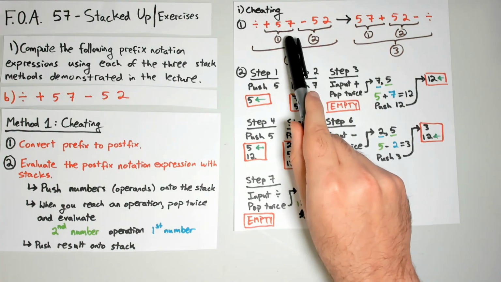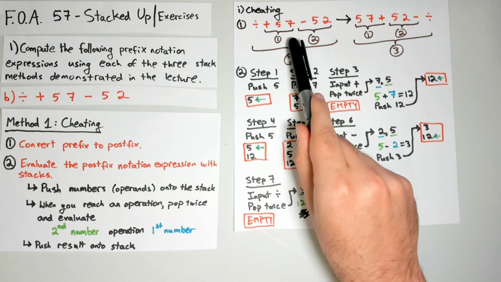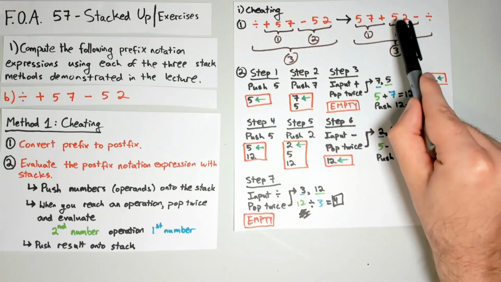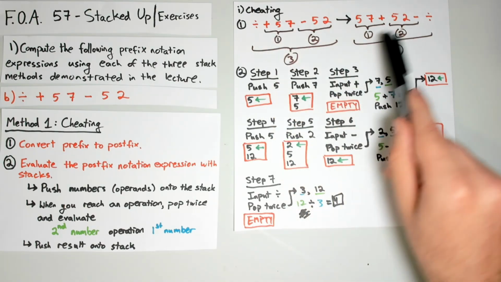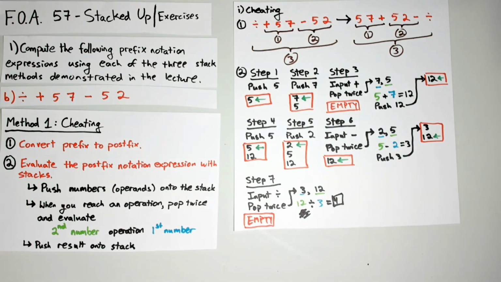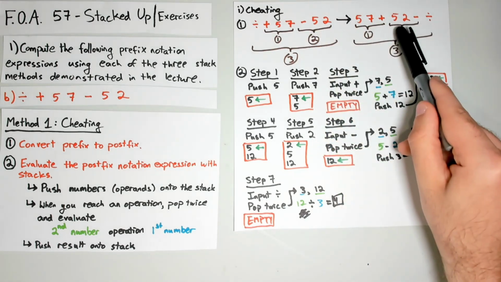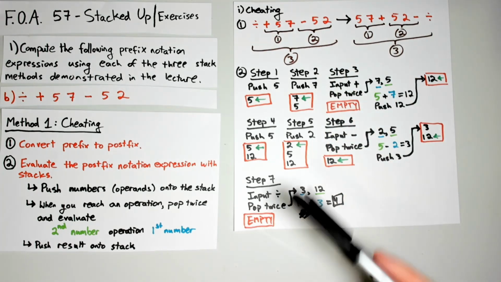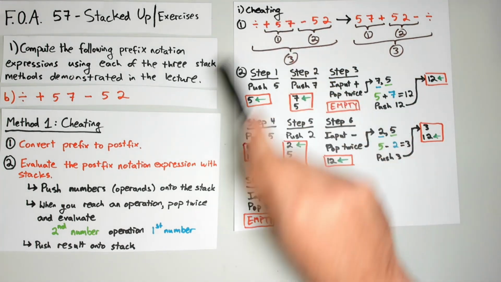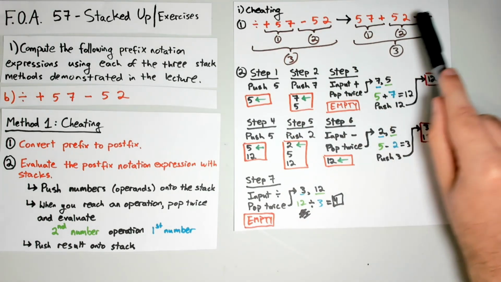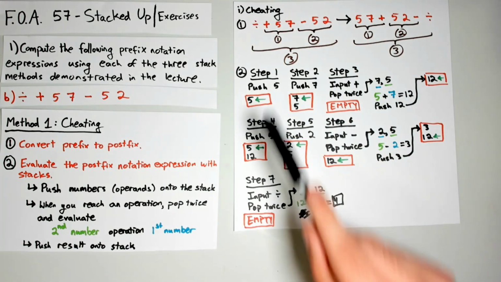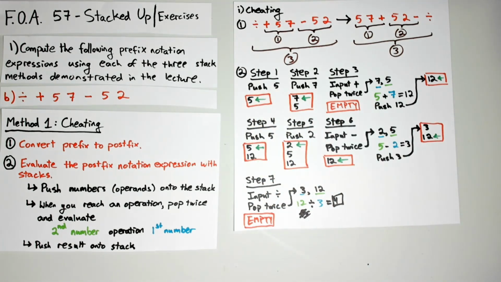And we're going to start with this plus 5, 7. So the plus 5, 7 just becomes 5, 7 plus, right? The order of the numbers stays the same, but the operation comes after instead of in front. Similarly, this minus 5, 2 becomes 5, 2 minus. And then lastly, we're doing this entire first group divided by this entire second group. So we keep the first group and the second group in that order, but the division sign now comes after, as our third operation that we do.